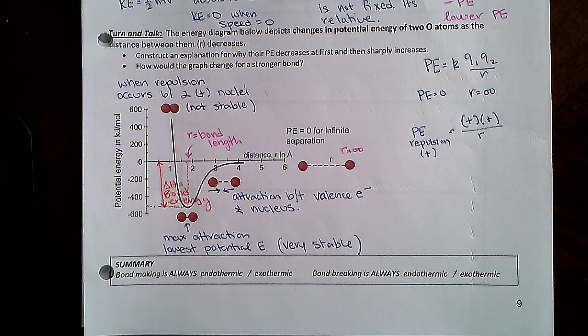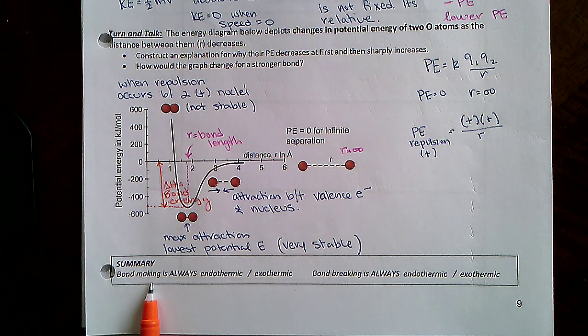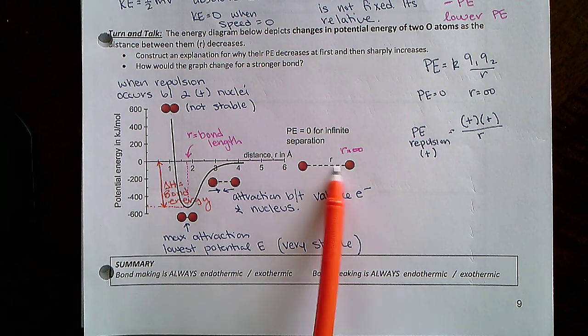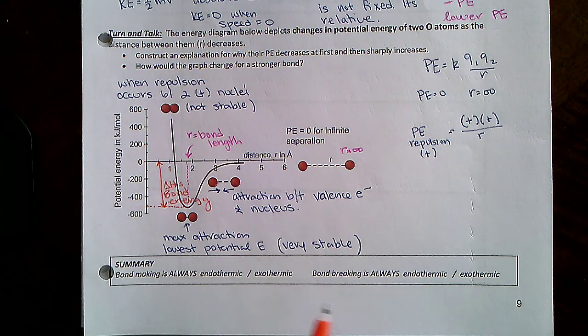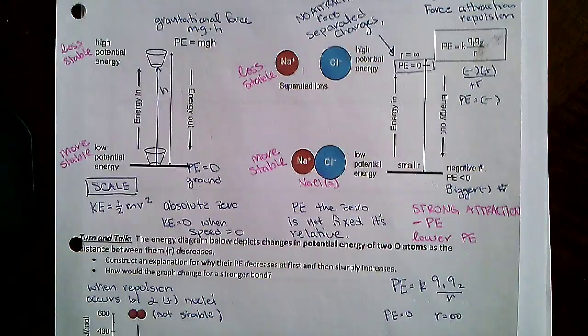Okay, so take a moment to think about this. Bond making, is that an endothermic process? Is energy going into the system? Or is it an exothermic process? Is energy coming out of the system? And if you need some help, look up here.